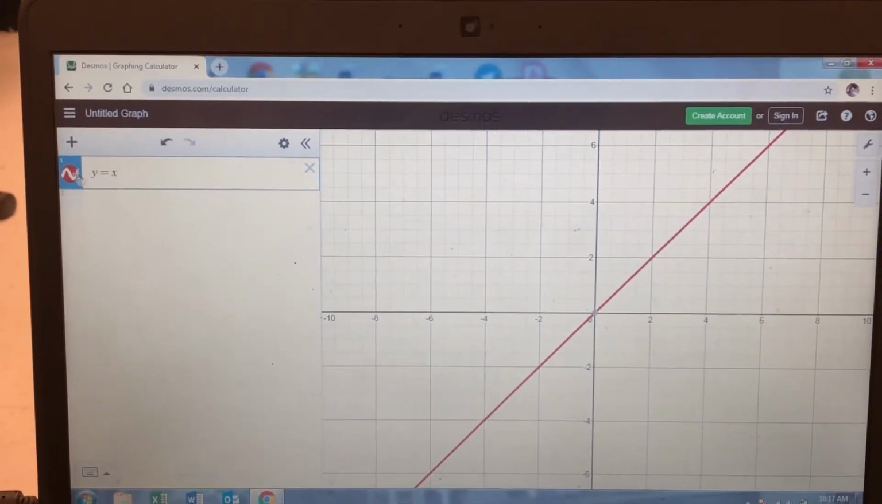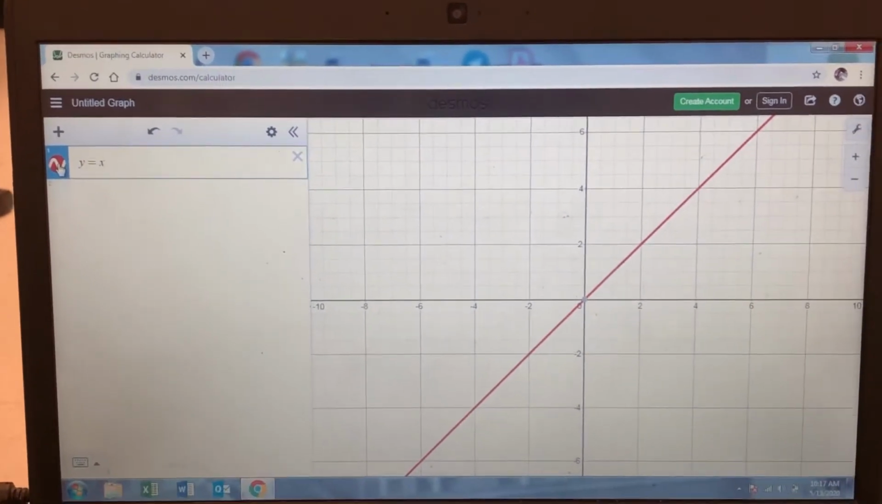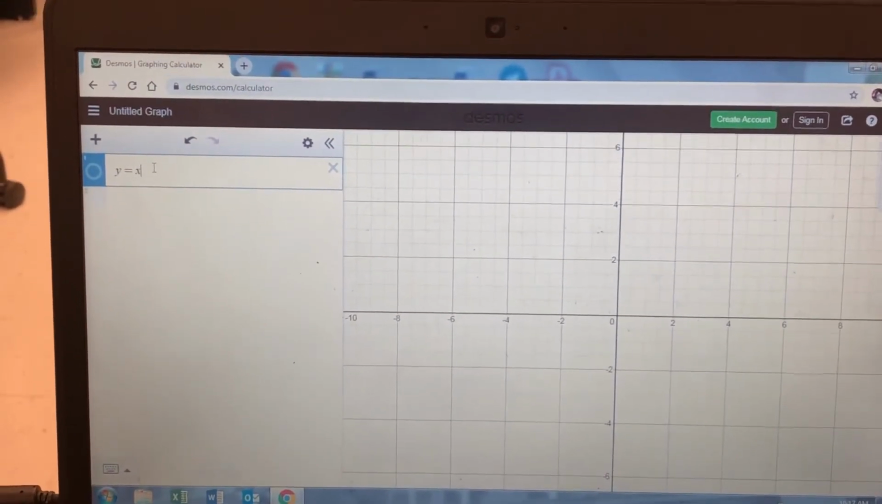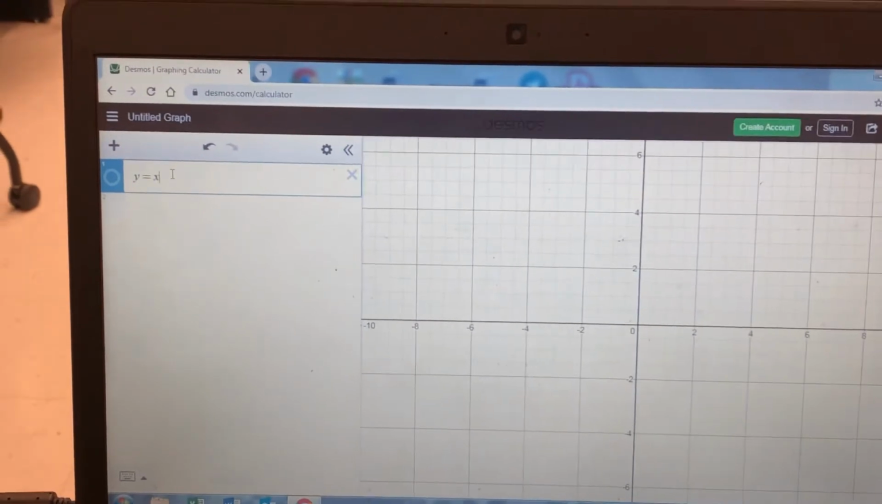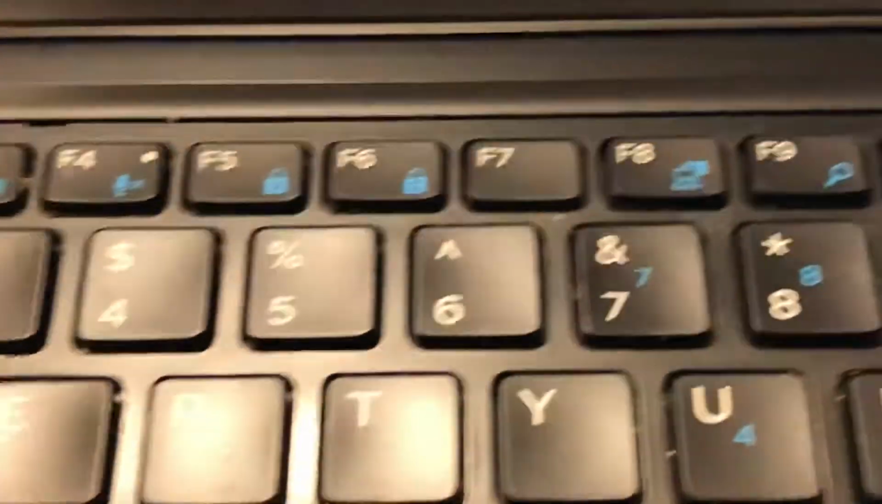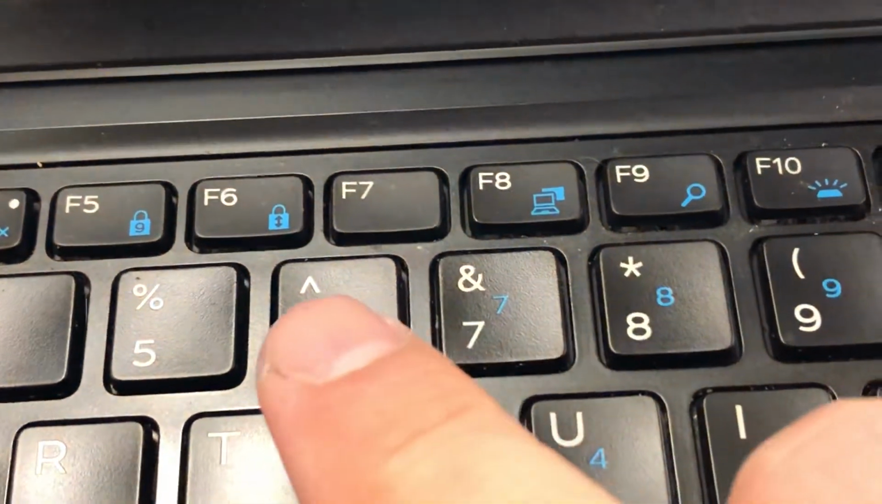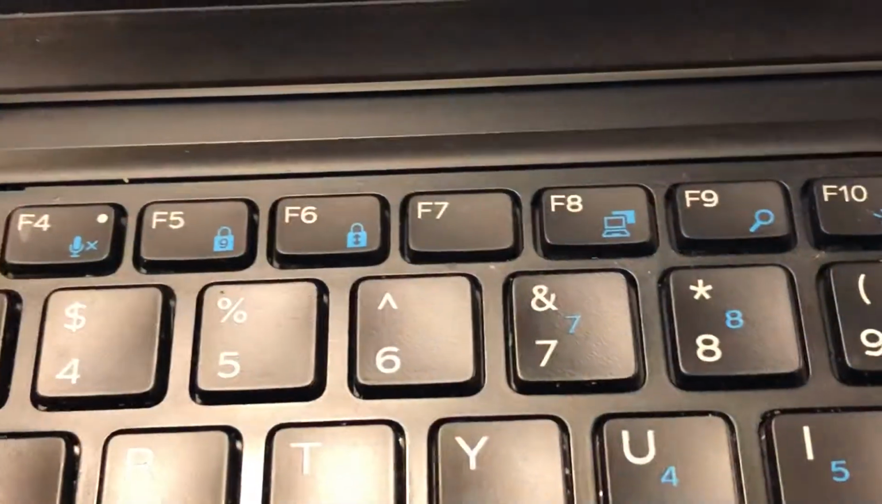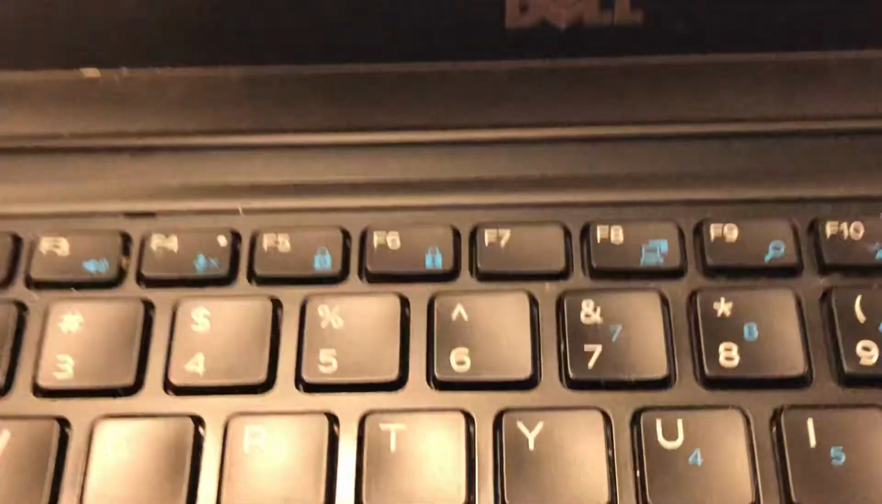Now I'm going to turn off the graph for a second by clicking this button. So the equation will be there, but its graph is hidden. To enter an exponent, the symbol for an exponent is a caret symbol. It's like a little arrow pointing up, and it's above the 6 on a keyboard right here. That symbol is the symbol for exponent. And if you have a TI graphing calculator, that's the symbol.